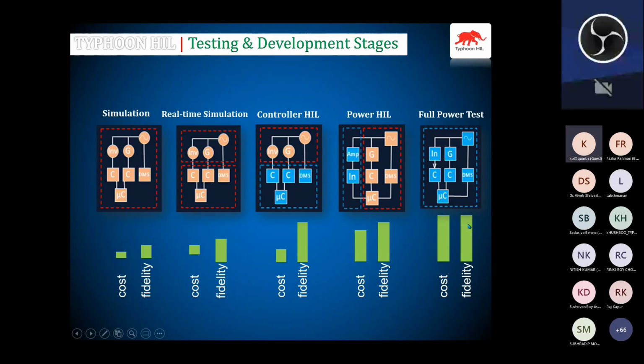But regarding the fidelity, if you compare, when we are using an amplifier, it is a little bit broadened compared to controller hardware in loop. Using the full power test, the fidelity is again broadened because we are using the full power test components, but that is not making much more difference. On an average, controller hardware in loop is found to be cheap and best for the testing and development phase.